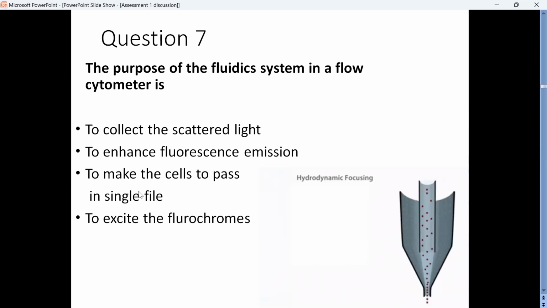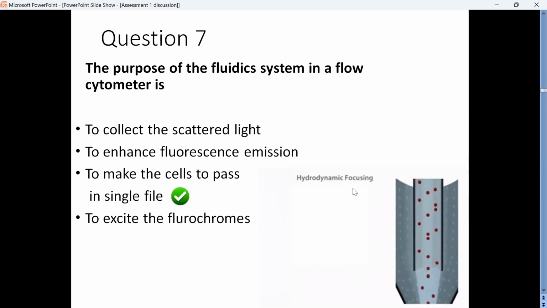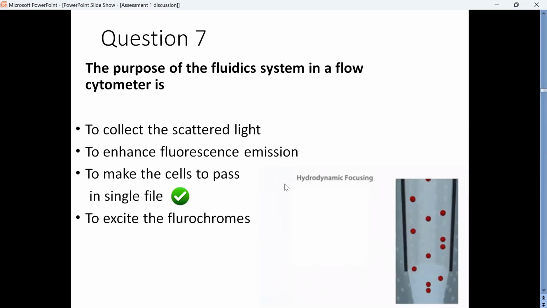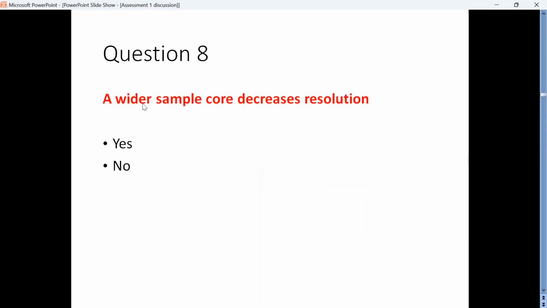Okay, so the answer is to make the cells pass in a single file pattern, which is called hydrodynamic focusing. Now, the questions I have highlighted in red are questions where relatively many people have made mistakes. For the questions we saw till now, most of you got it right. But in this question, some 20 to 30% of people have made mistakes.